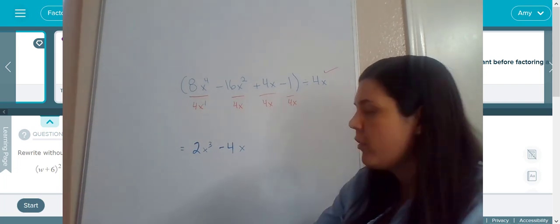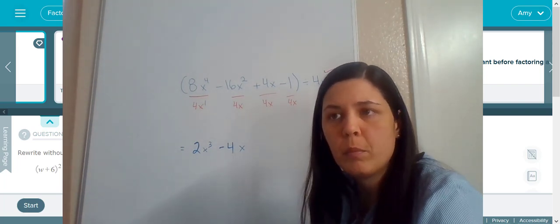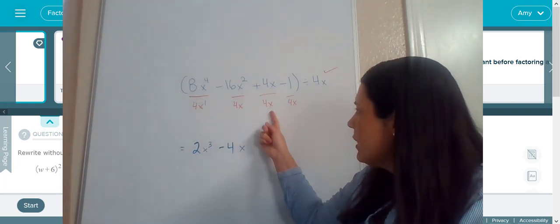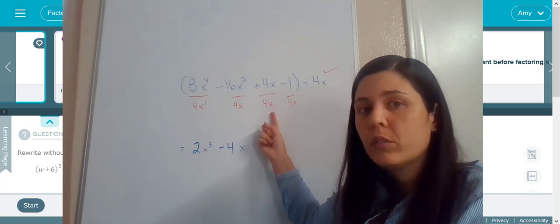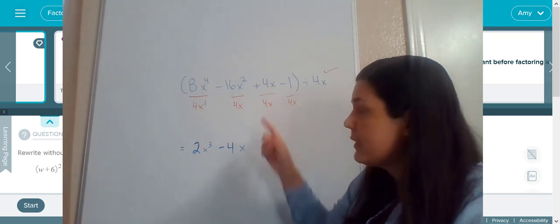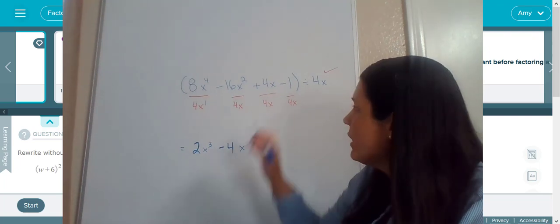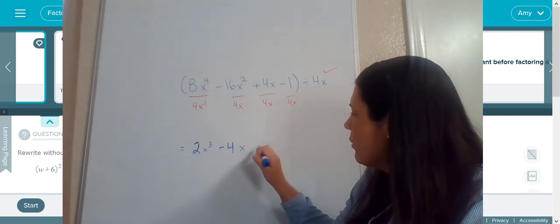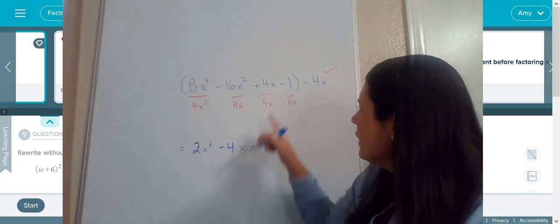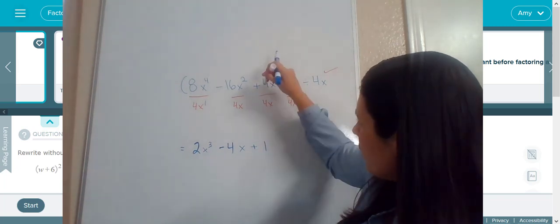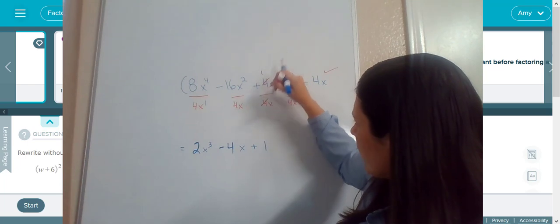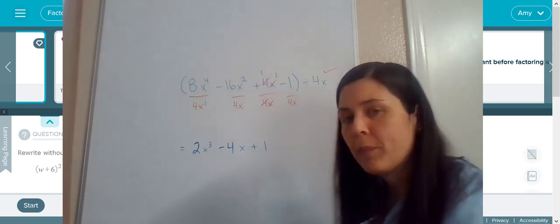And then the next term, now this is one I really want to show you because a lot of people mess up on this one. This is not nothing. This is not 0. 4x divided by 4x is not gone. It's not 0. It's 1. Anytime you divide a number by itself or a term by itself like this, it's 1. Okay? Because the 4 divided by 4 is 1, and then x divided by x is 1. So it's 1 times 1.